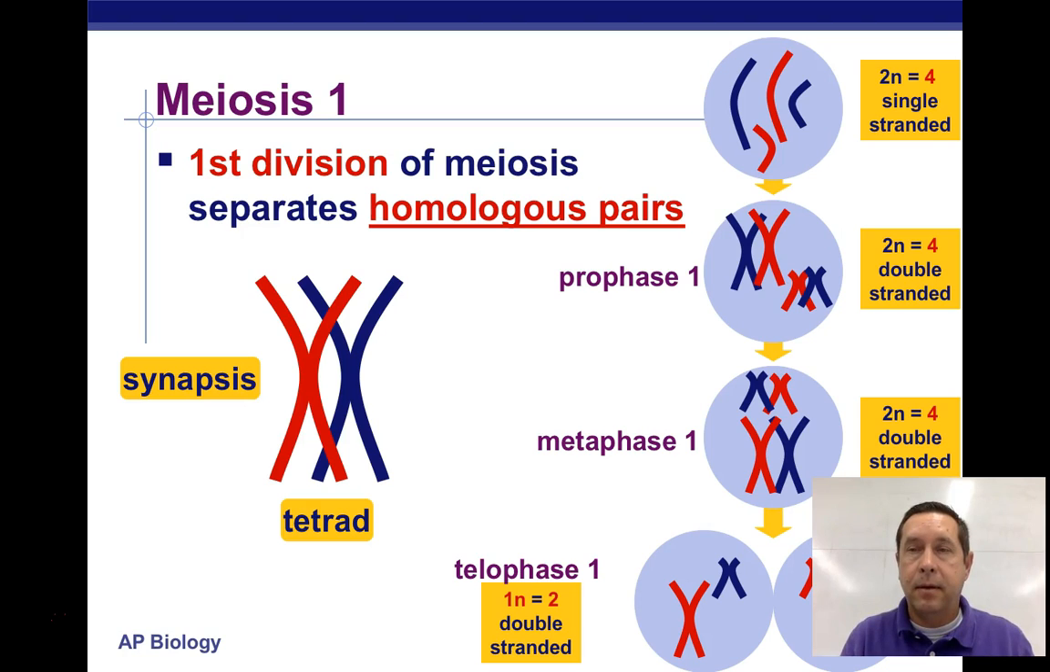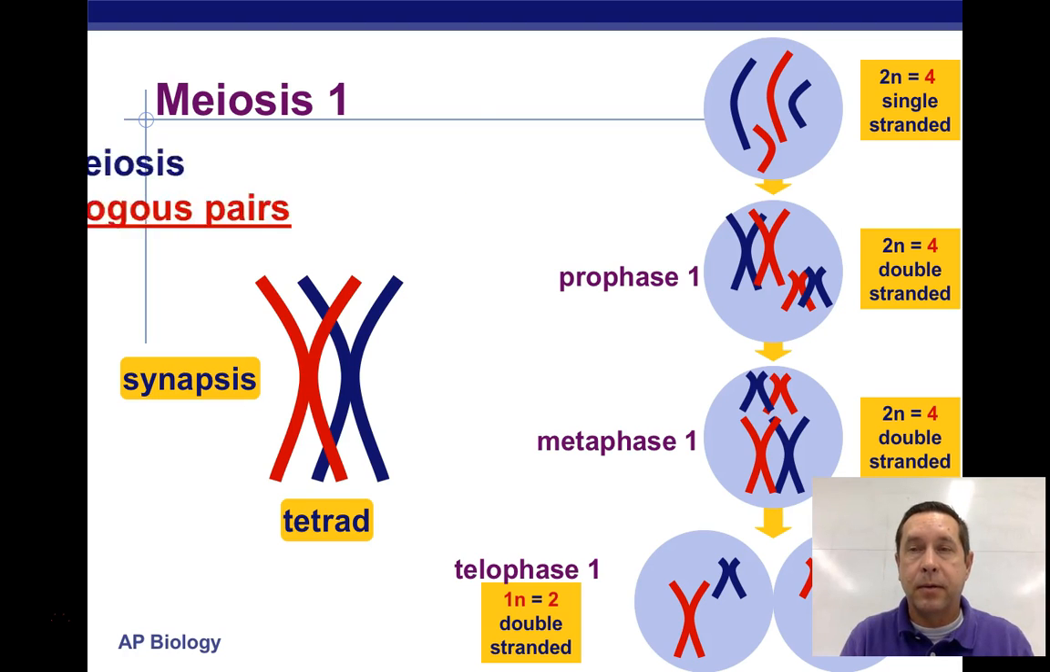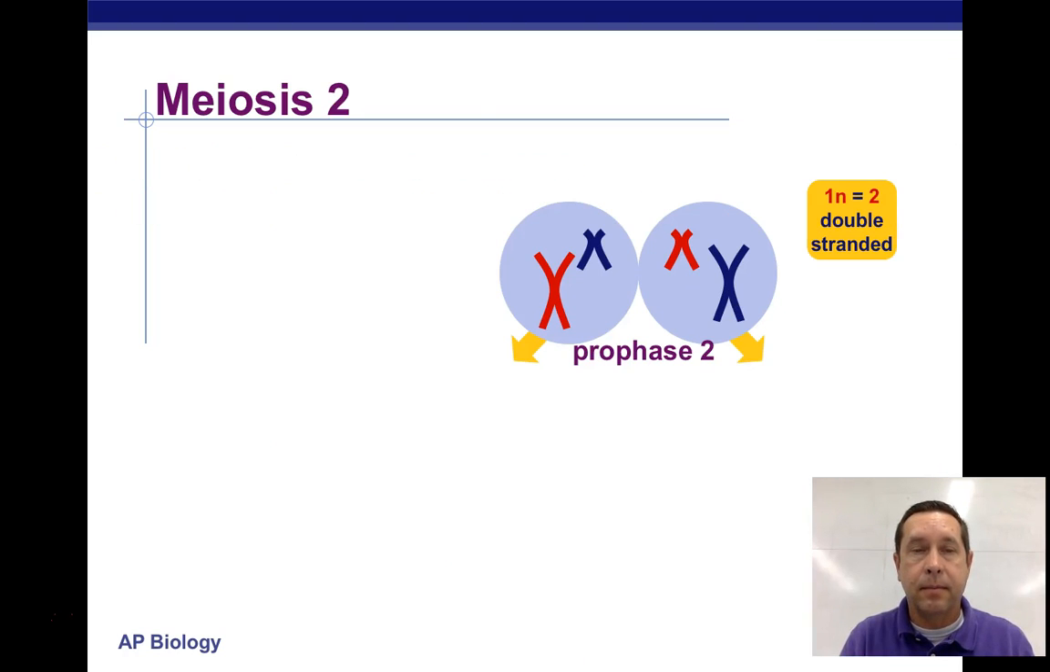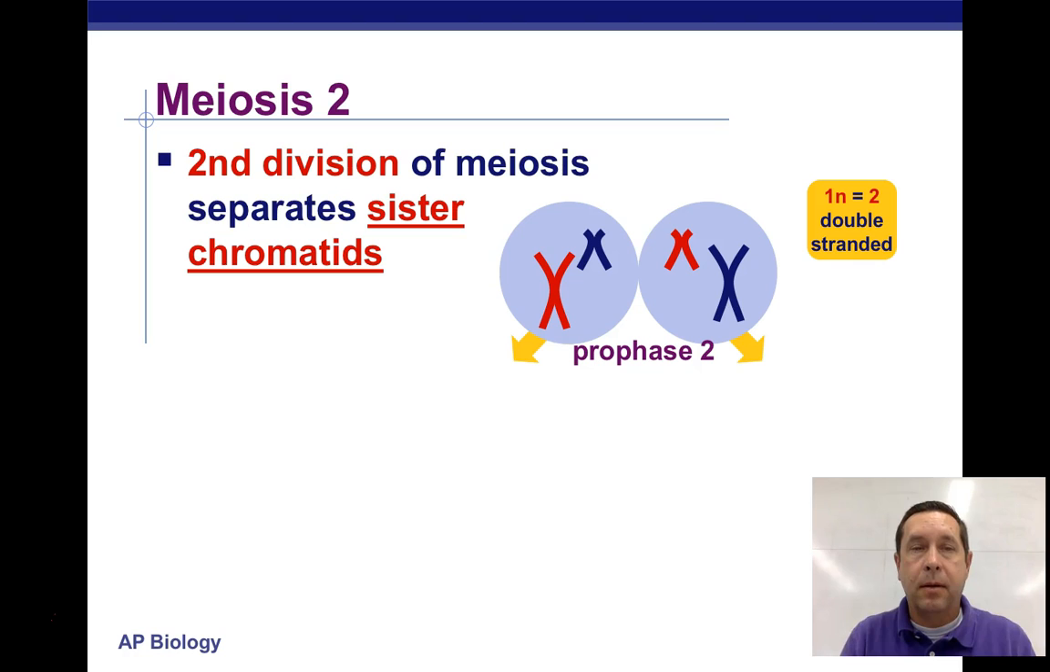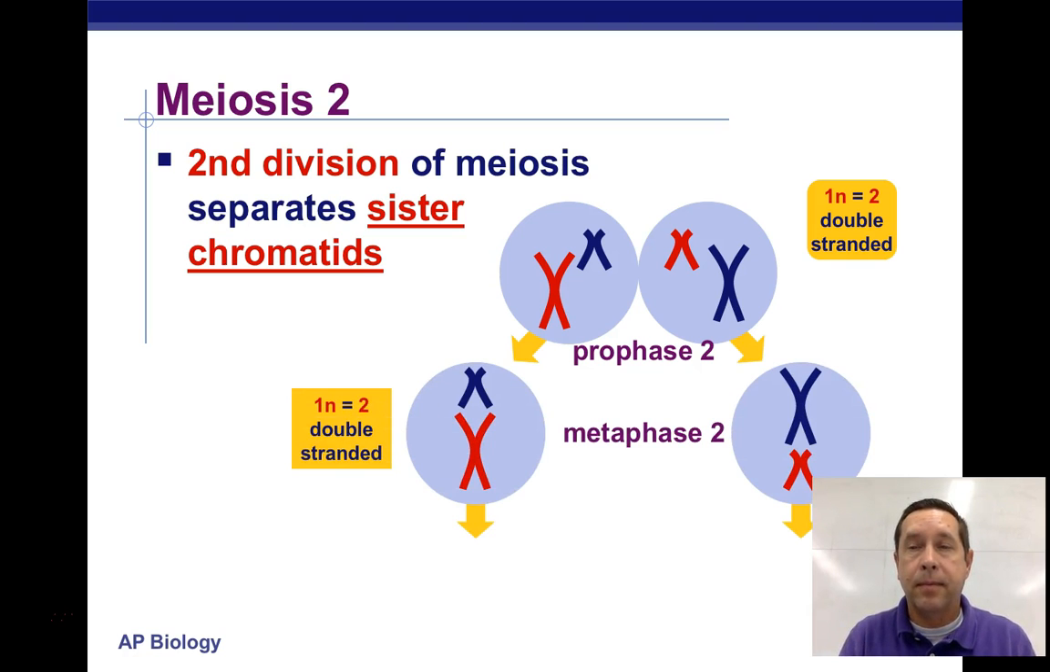Again, you have 4 single-stranded chromosomes at the start, and you have 4 double-stranded chromosomes as we go into meiosis and end up with 4 single-stranded chromosomes at the end. So between meiosis 1 and meiosis 2, there's no copying and no duplication of the DNA. This is where the sister chromatids are going to separate.